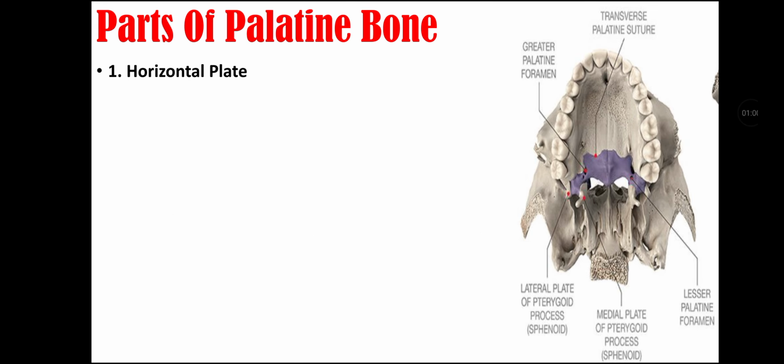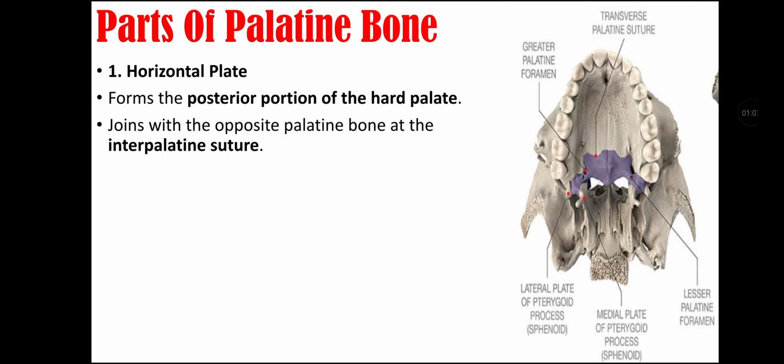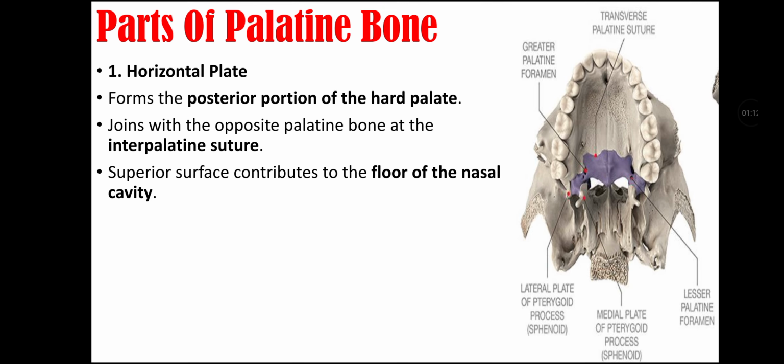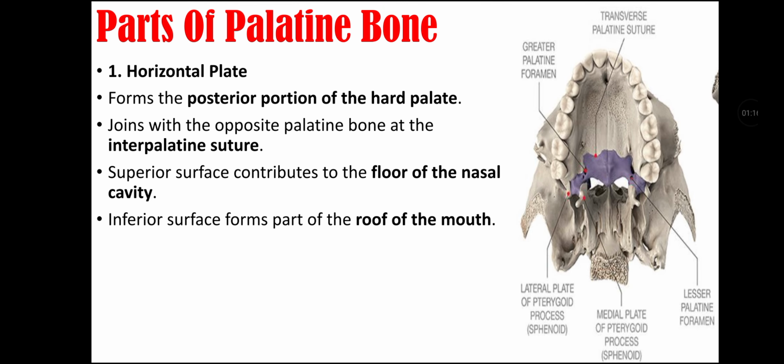Parts of palatine bone. We will talk about its plates first. So it has a horizontal plate that forms the posterior portion of the hard palate, and it joins with the opposite palatine bone at the interpalatine suture. Its superior surface contributes to the floor of the nasal cavity and the inferior surface forms the roof of the mouth.